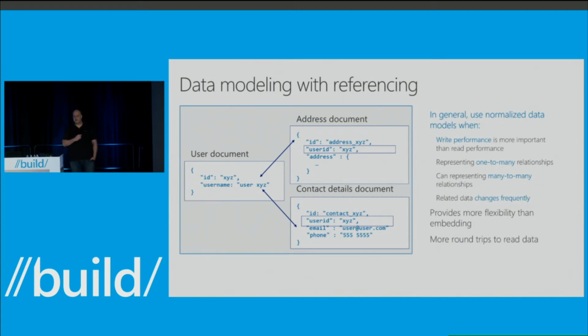You can use a trigger in DocumentDB to go and enforce that if you want. So you can create a pre-trigger that says, when I put in an address document, make sure there's a user that matches this user ID. If there isn't, reject the address document. Okay, so you could do that in a trigger.